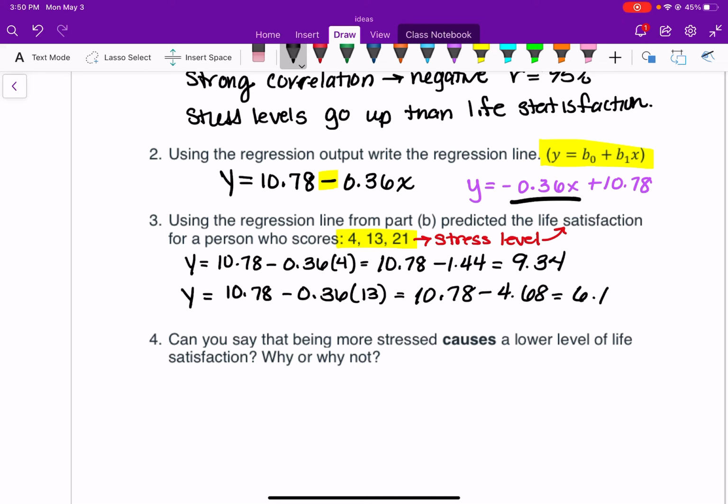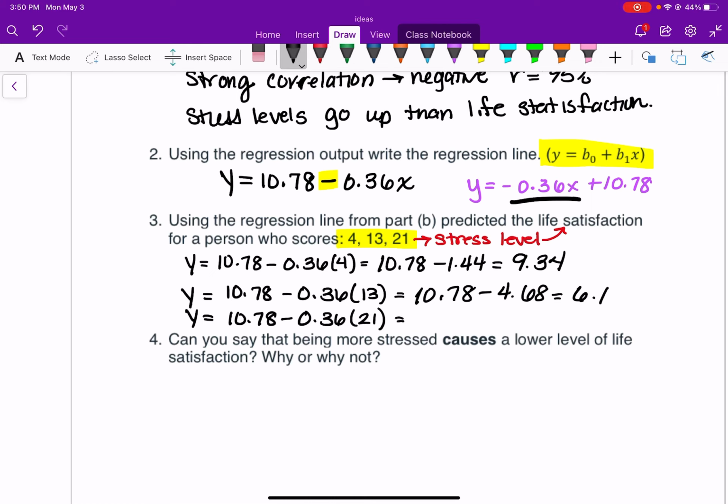Okay, it's got about a medium level. 15 would be halfway between 1 and 30. You're at 13, so that's about halfway on your stress level, and 6 is about halfway, a little higher, since 13 is a little bit lower on your stress than half, and then life satisfaction a little bit higher, so that makes sense again. And let's do 21, so 10.78 minus 0.36 times 21.